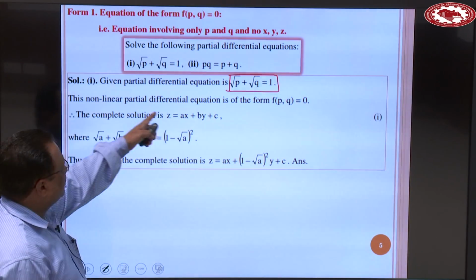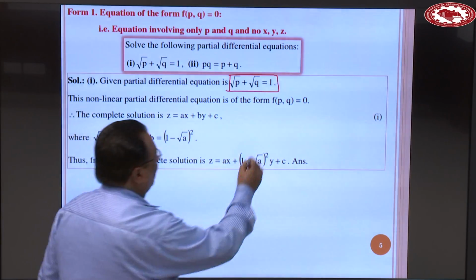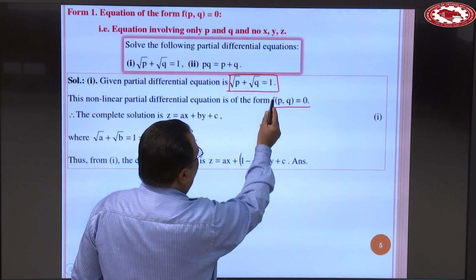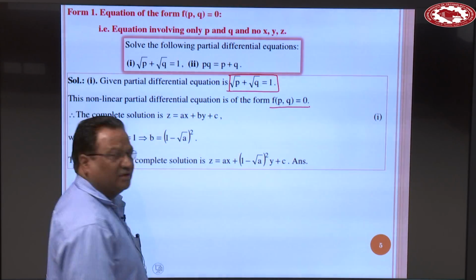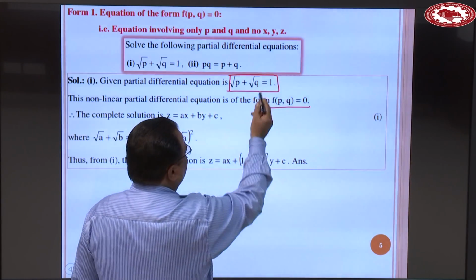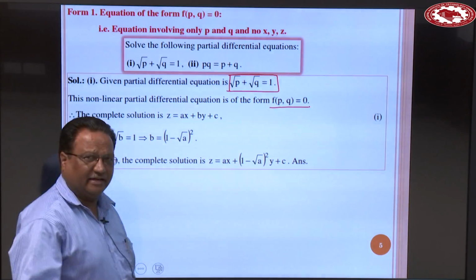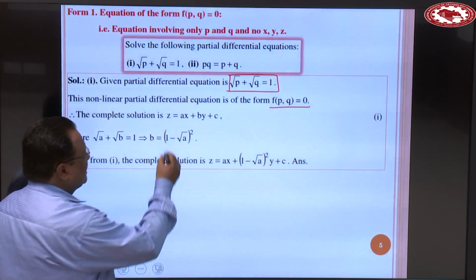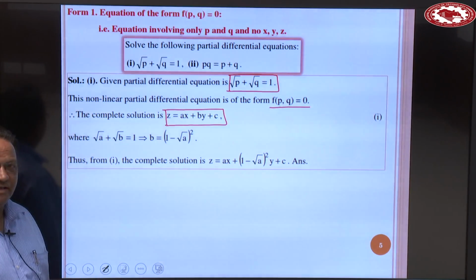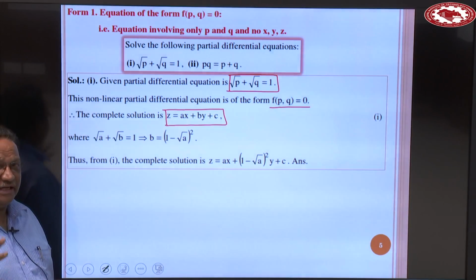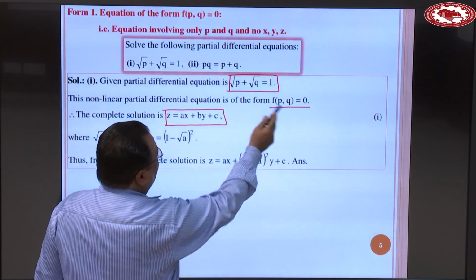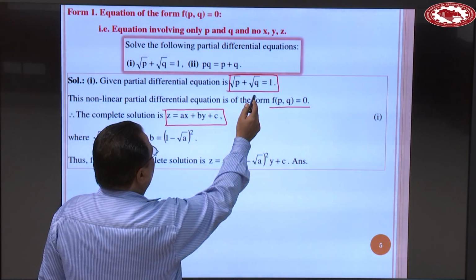So this one is a non-linear partial differential equation of the form f(p, q) is equal to 0. So the left side is a function of p and q. Clear? So you can write 1 here: under root p plus under root q minus 1 is equal to 0. Then the complete solution, as we know, is z is equal to ax plus by plus c, where f(a, b) is equal to 0, that condition is satisfied. So here f(a, b) means under root a plus under root b is equal to 1.